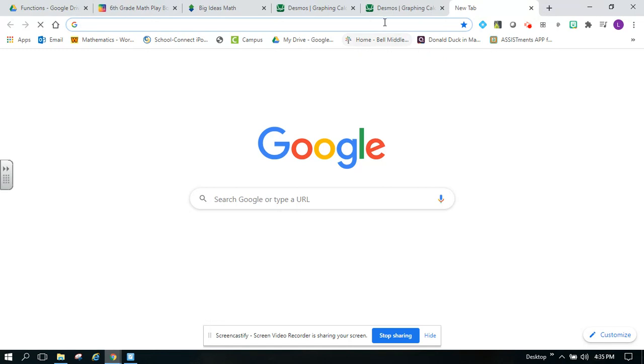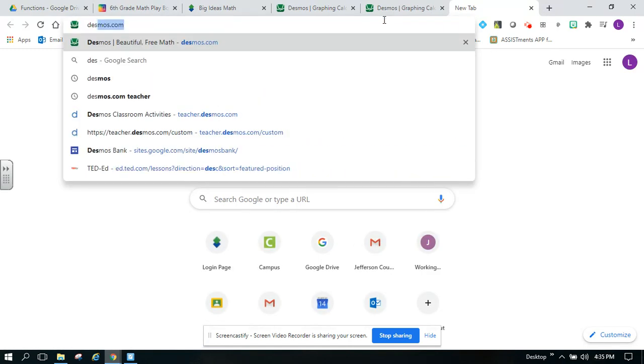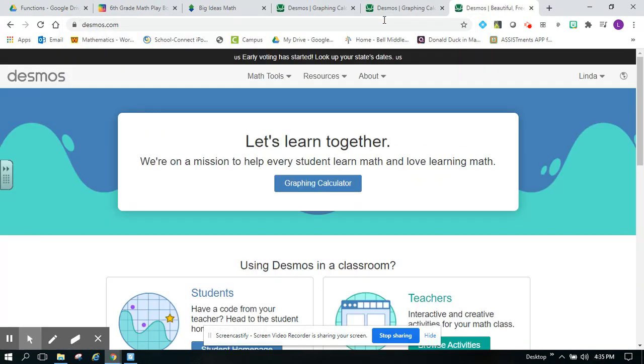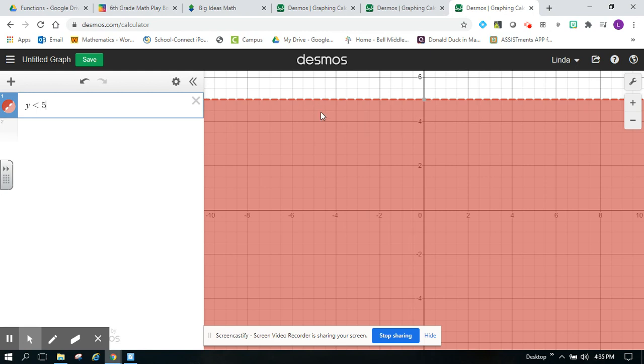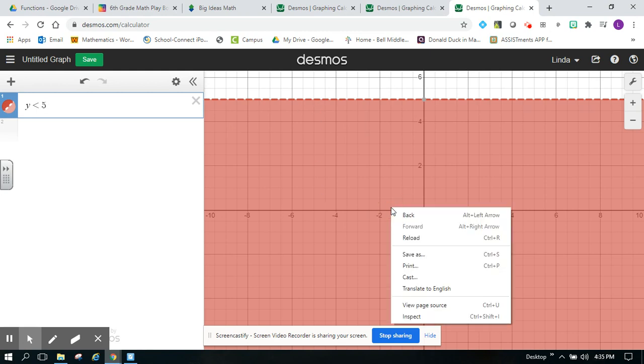I actually meant to have that up and ready, so let's just get it ready. And you would go to a graphing calculator. So Desmos.com, you're going to go to the graphing calculator. Don't try to go in where we do our normal things that we do in class. And we said y is less than 5 was one of our equations. So that's what it looks like when you graph it.